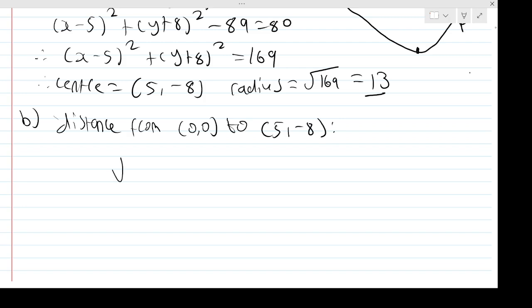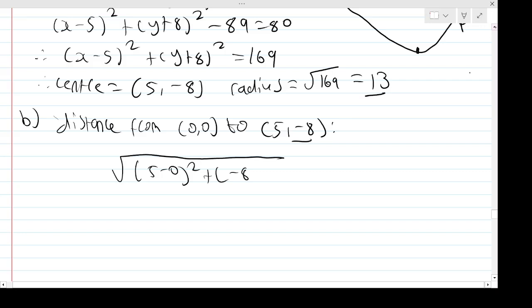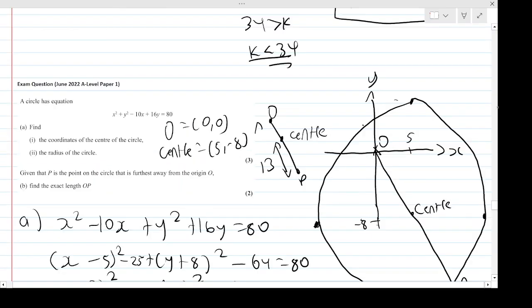So that's going to be the root of the change in x, first of all, so 5 take away 0, all squared. Then the change in y, so it's minus 8 add minus 0, all squared. If I put that in the calculator, root of 5 squared plus minus 8 squared, and that's root 89, okay? Cool. So this distance here is root 89.